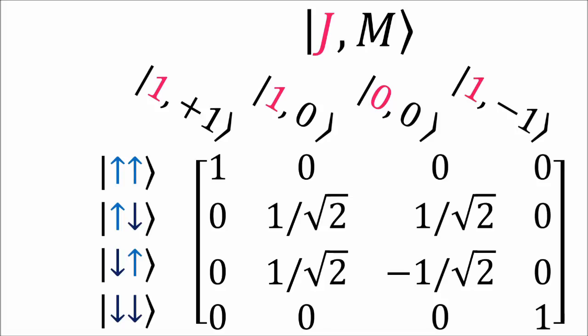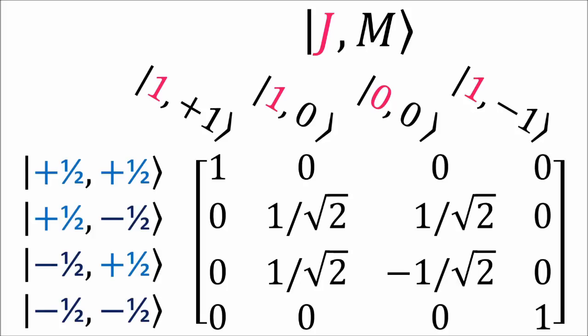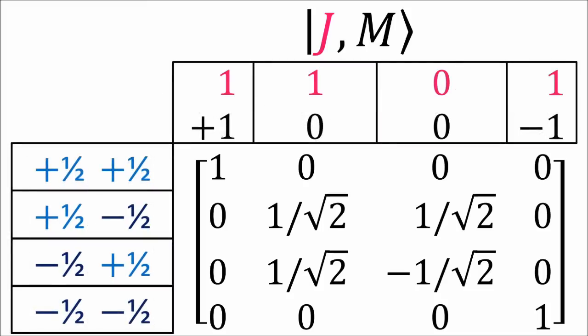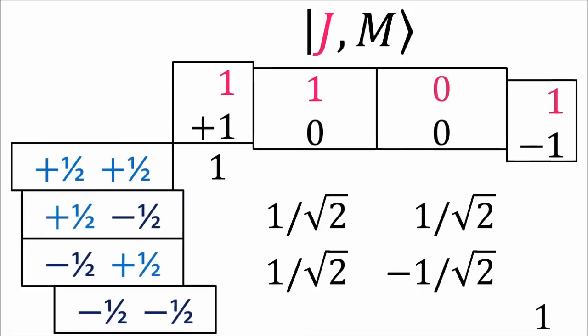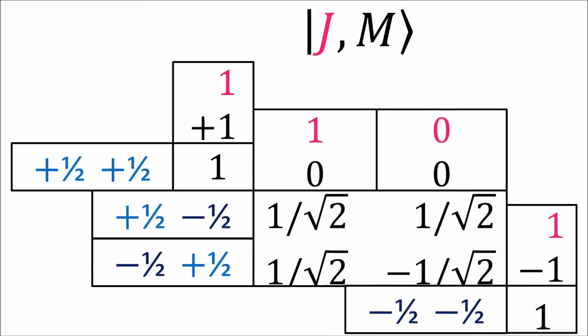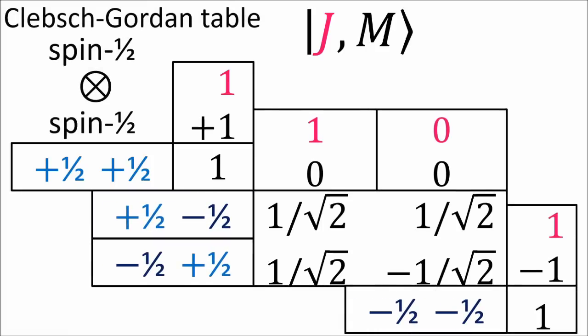Now I'm going to rewrite the up states using the +1/2 eigenvalue and rewrite the down states using the -1/2 eigenvalue. I'm also going to rewrite the irrep basis states so that the spin value J is on top and the eigenvalue M is on the bottom. Next, I'm going to remove the 0 values in the matrix and position the basis vectors like this. This is called the Clebsch-Gordan table for the spin 1/2 tensor spin 1/2 representation of SU2.